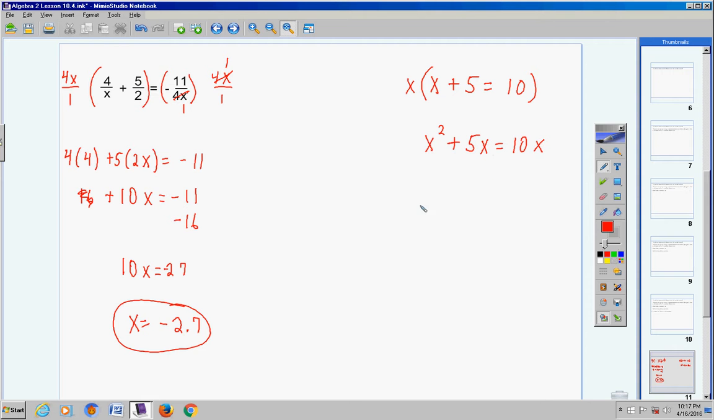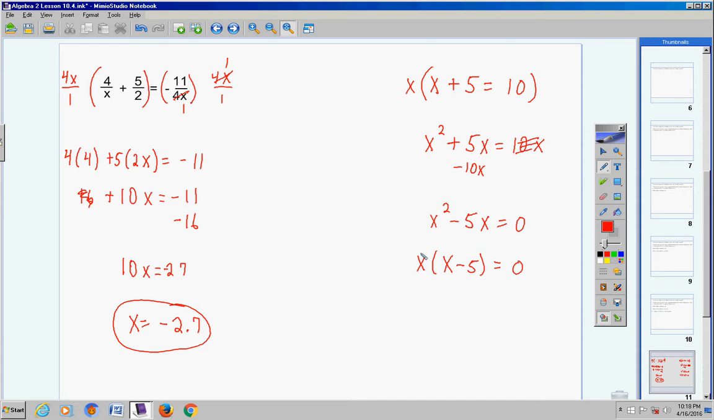Now let's solve this equation. We have an x squared, right? So get one side equal to 0, so bring the 10x over, make it a negative 10x. So now I'm left with x squared negative 5x equals 0. Now you know what to do. Factor, pull out an x, and you're left with x negative 5. Now take each group and set each group equal to 0, okay?